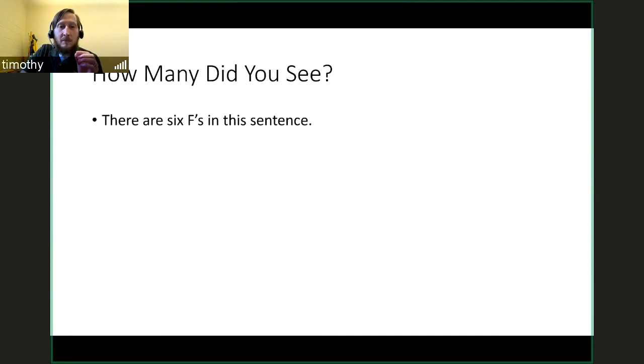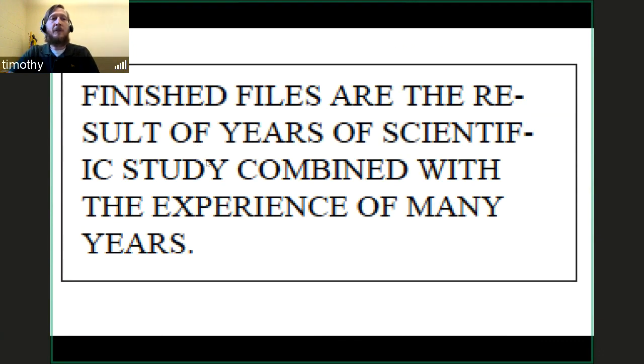There are 6 F's in this sentence. Most people see 3. Let's go back so we can see it again. Finished files are the result of years of scientific study combined with the experience of many years. Did I get them all? 1, 2, 3, 4, 5, 6.